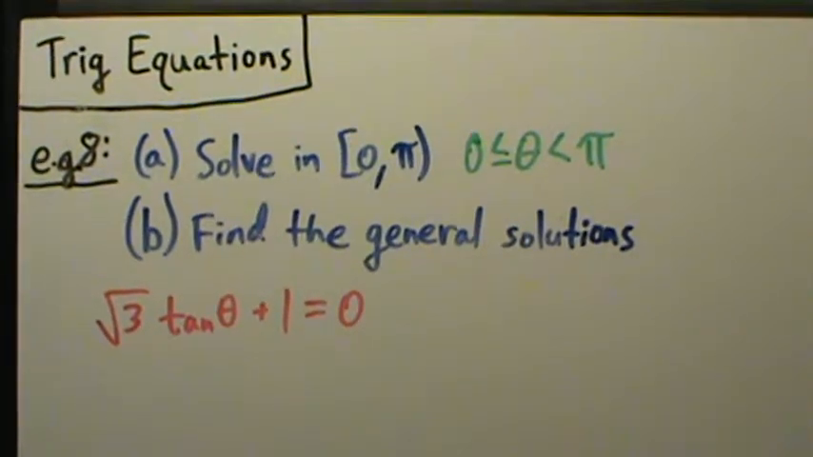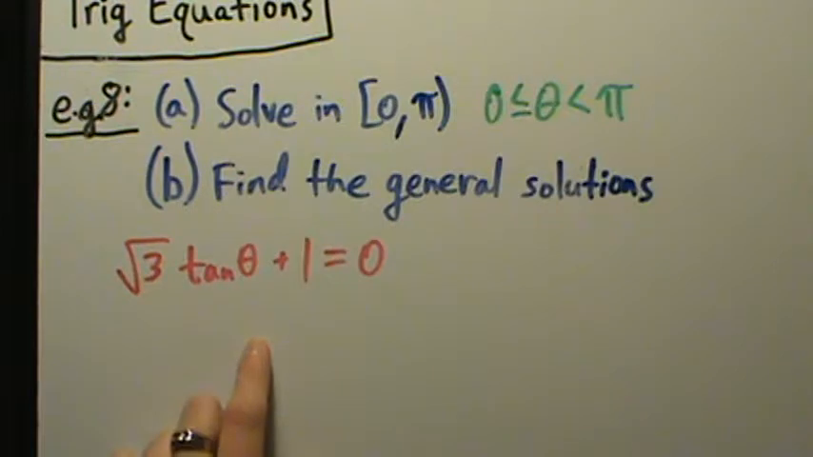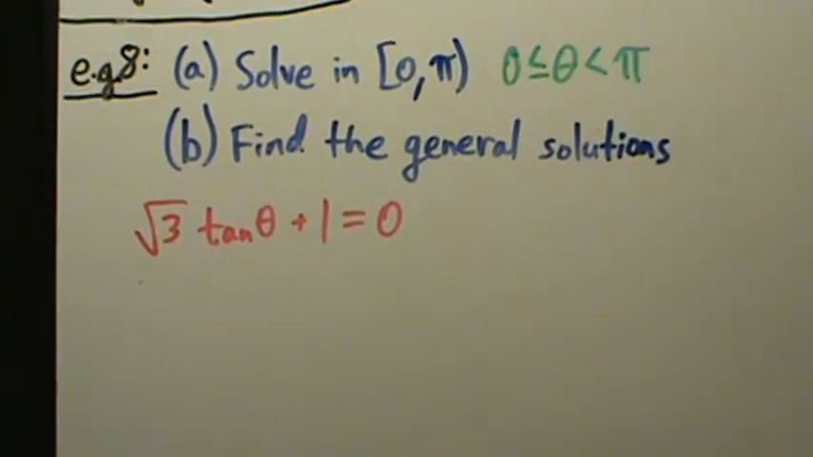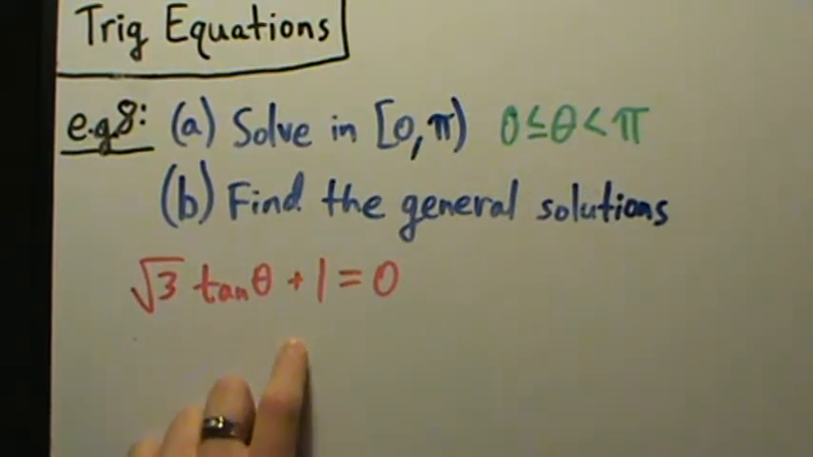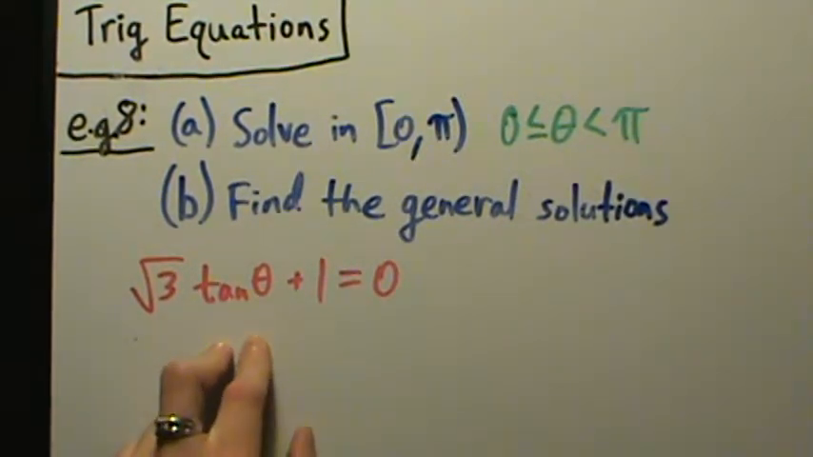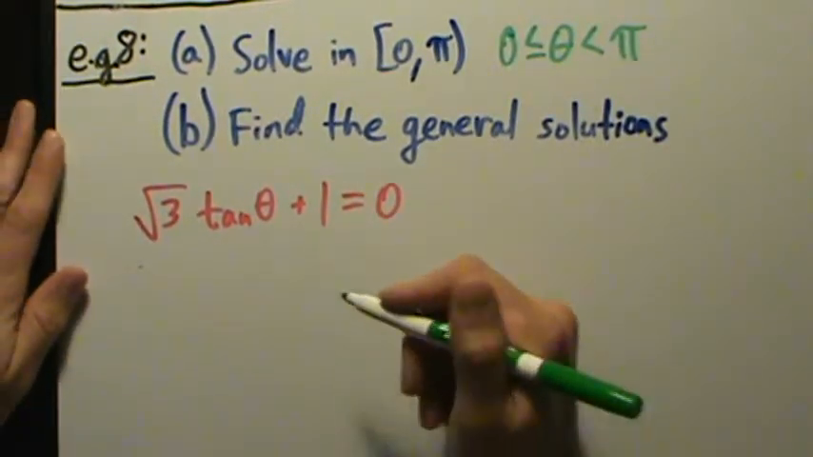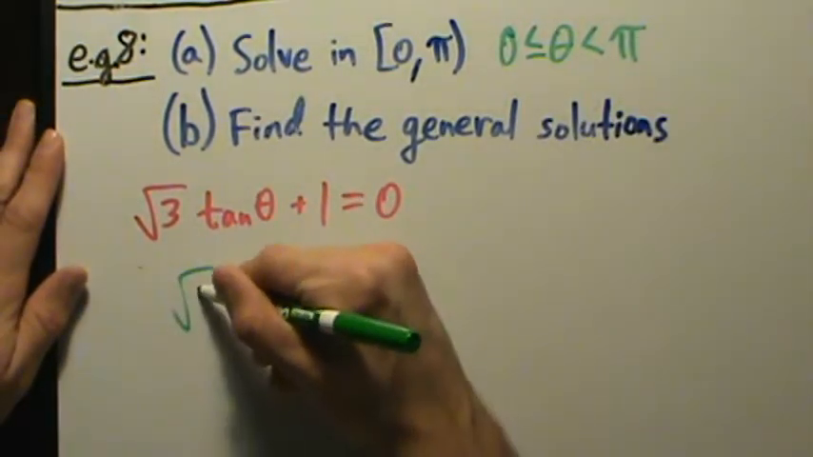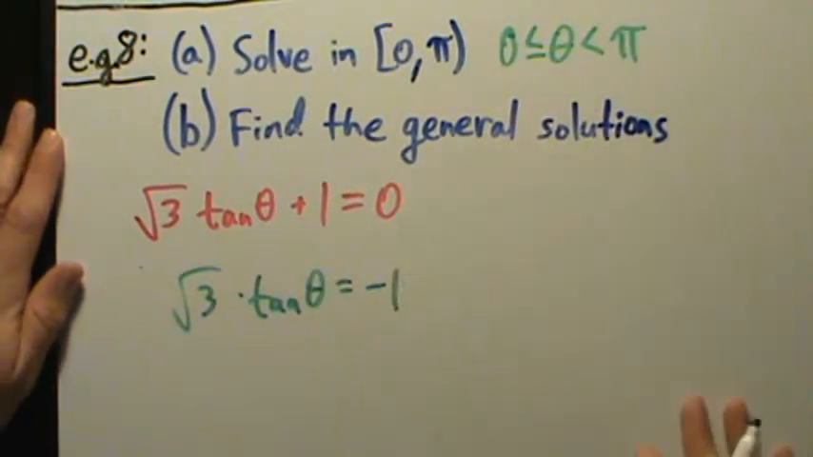Okay. So here, this one's a little bit different from the previous examples because now we have just a tiny bit of algebra to do. So let's go ahead and start working on that. So we want to eventually solve for theta. We're solving for theta, so we have to get the tangent of theta by itself first. Then we can see where to go from there. So subtract 1 from both sides. So we have the square root of 3 times the tangent of theta equals -1.